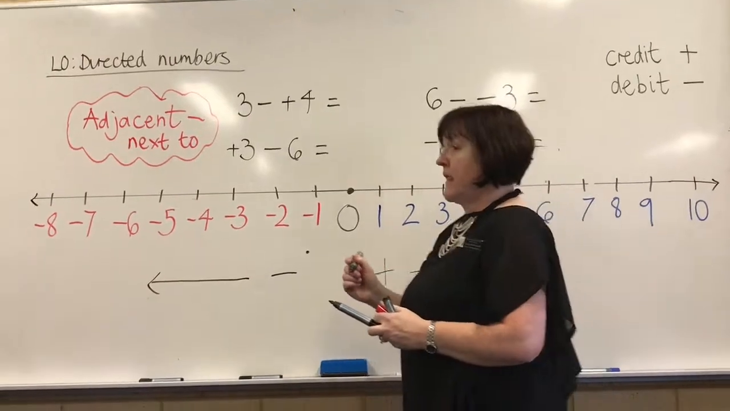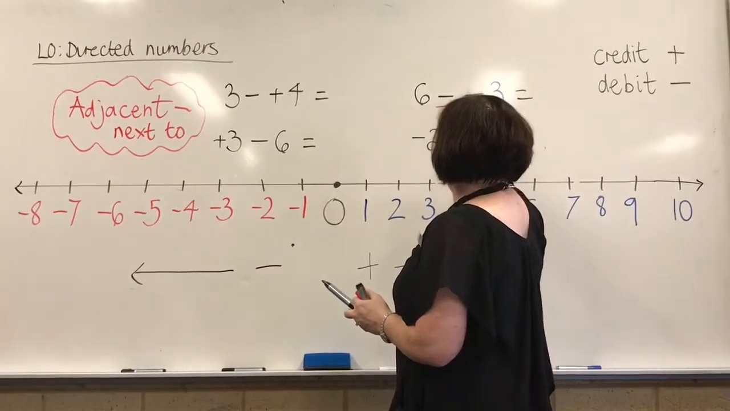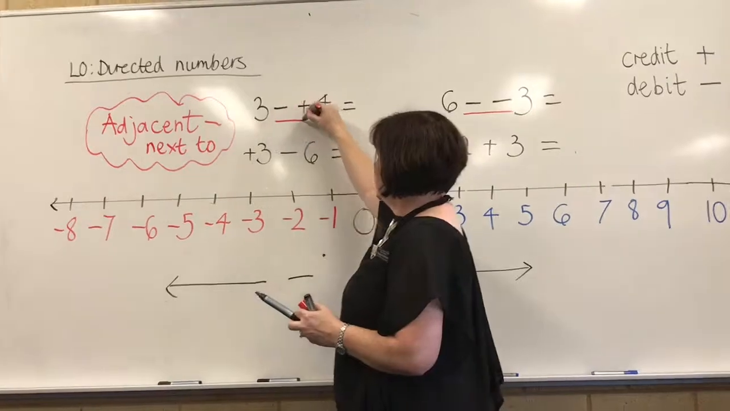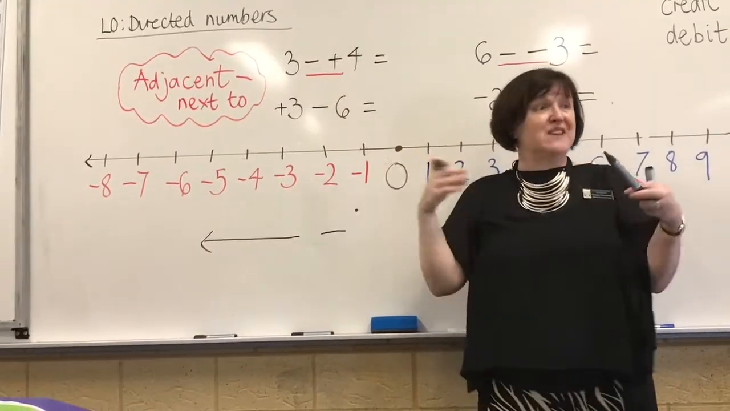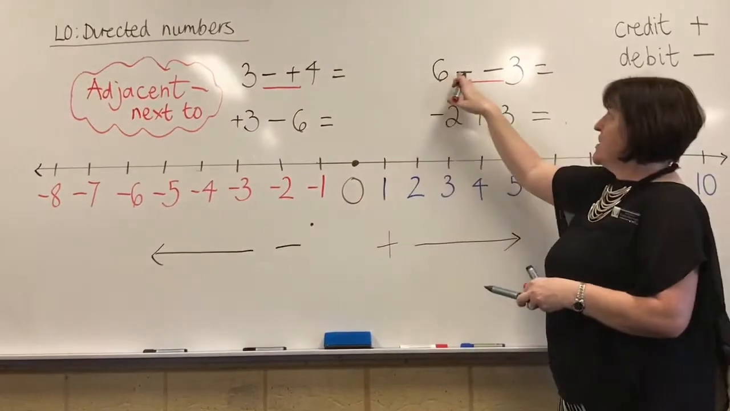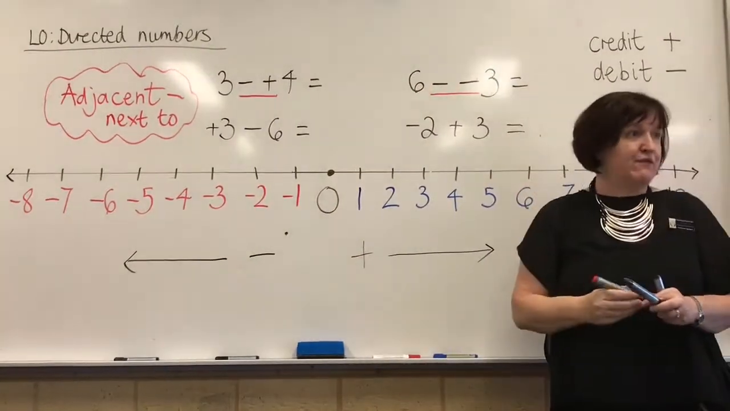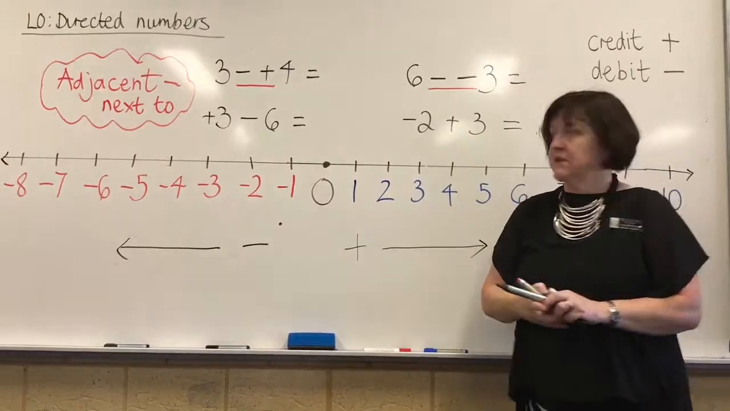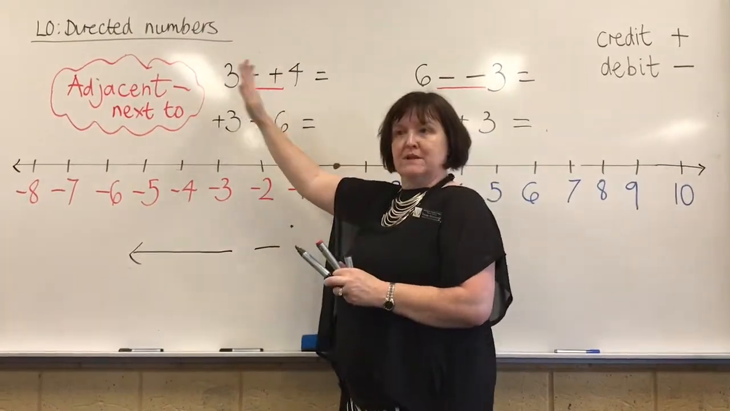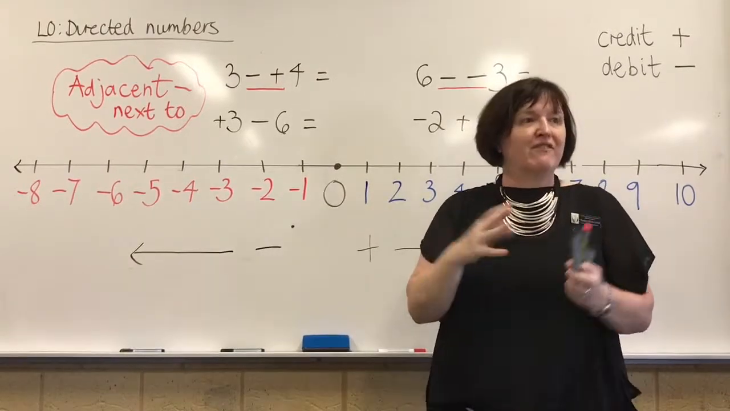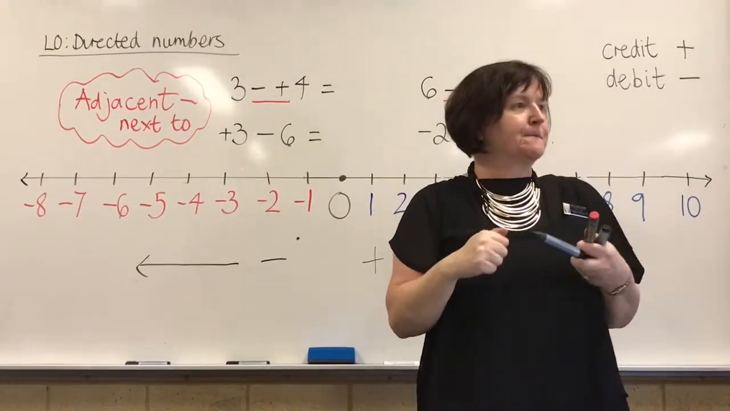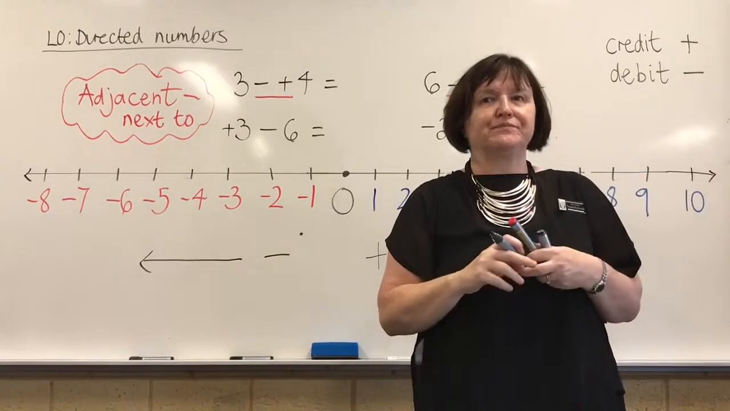They're adjacent, yeah, and they're adjacent. So here you've got the negative and the positive next to each other. Here you've got a negative and a negative next to each other. Now, does anybody know what happens when you've got the negative and the positive next to each other? They have a bit of a battle, okay? Who wins?